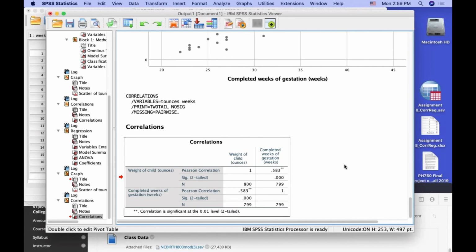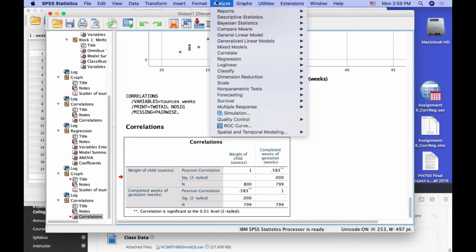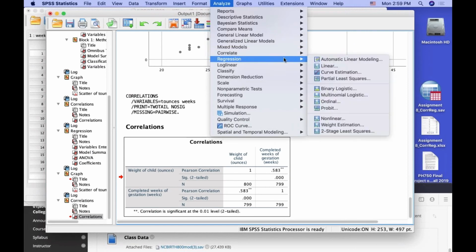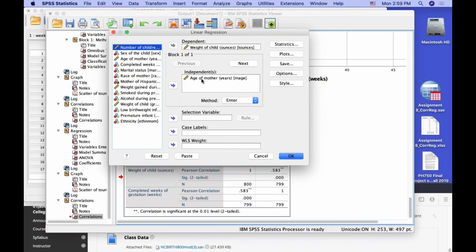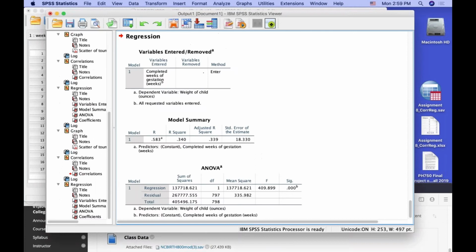Okay, so now that we've done that, we know that there's an association. It's a real association. Let's do our regression analysis, linear regression. This time, instead of the age of the mother, the numerical variable that we're going to look for an association with is the weeks of gestation. Child, let's see where it is, completed weeks of gestation. There we go. I'll click enter.